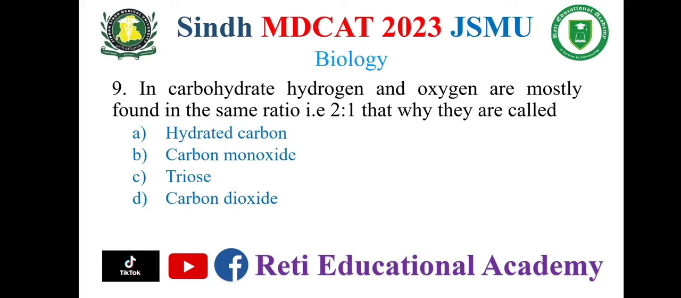Question number 9. In carbohydrate, hydrogen and oxygen are mostly found in the same ratio, 2:1. That is why they are called A. Hydrated carbon. B. Carbon monoxide. C. Triose. D. Carbon dioxide. And the correct answer is A. Hydrated carbon.